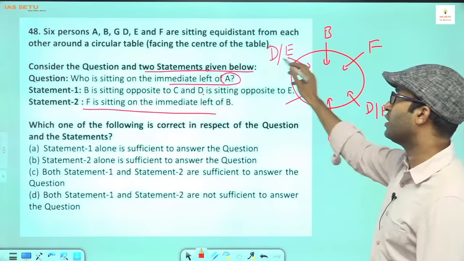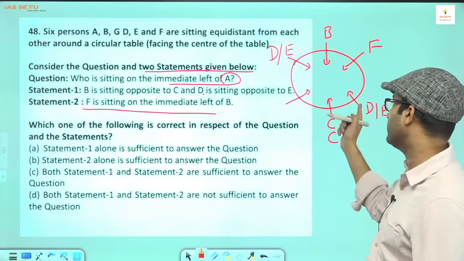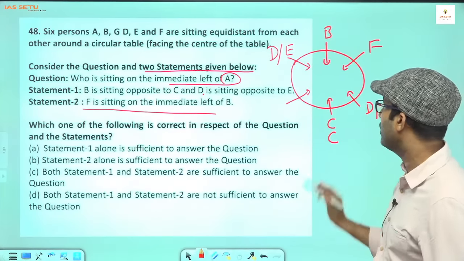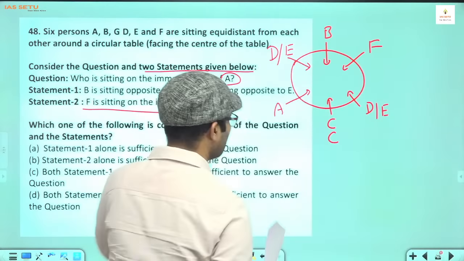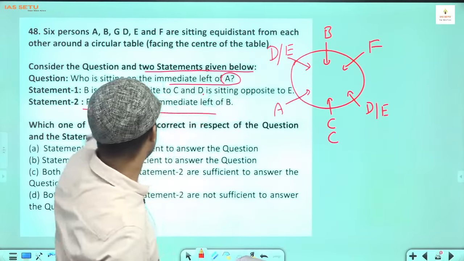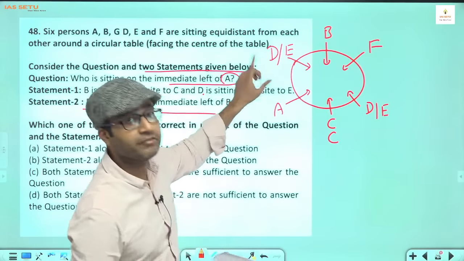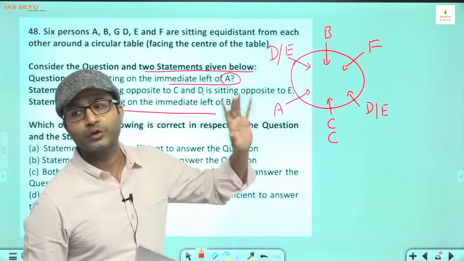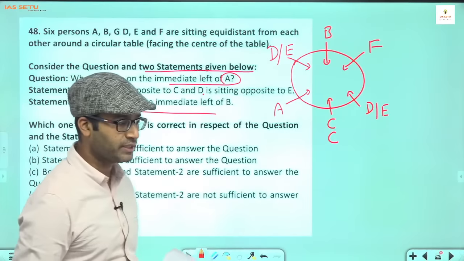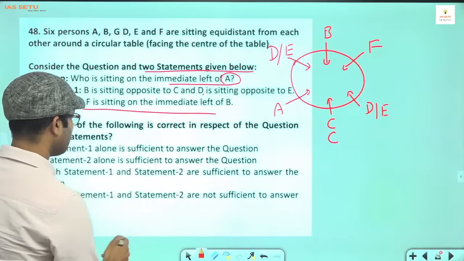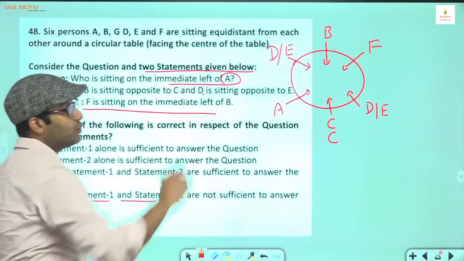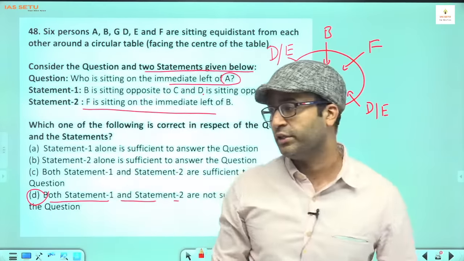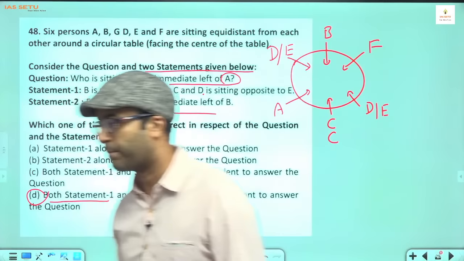These two chairs are occupied by D and E, either D here and E here, or maybe D here and E here. We are left with only this position for A. You are A, this arrow is your face. On your immediate left, either D or E is sitting, but you cannot confirm. So both statements 1 and 2 are not sufficient to answer the question, because we have a possibility of either D or E. That is the problem here.